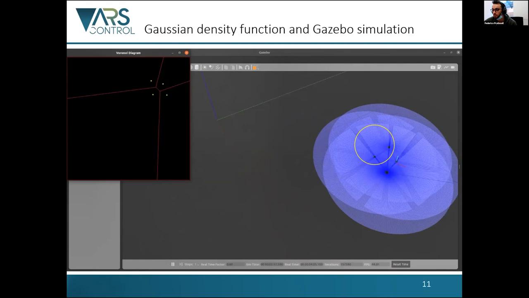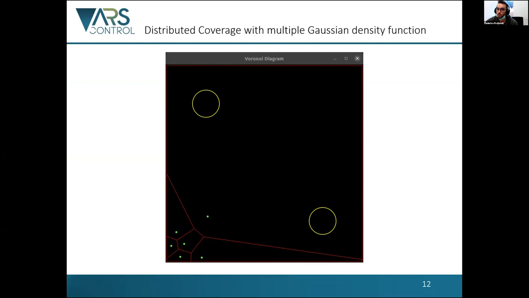Different than before, every robot has to know only the relative position of its neighbors and the variance and the mean value of the distribution. So we have to share this information. We consider also the scenario in which we have multiple Gaussian density functions. Here are just the simulations.